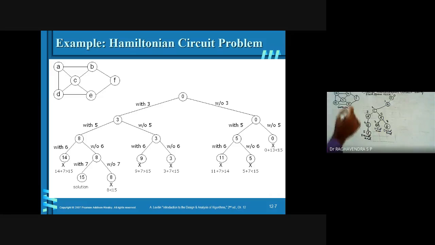And in promising and non-promising, promising means if you go ahead from here, you will definitely get the solution. So those type of nodes or vertices, we can call them as promising.